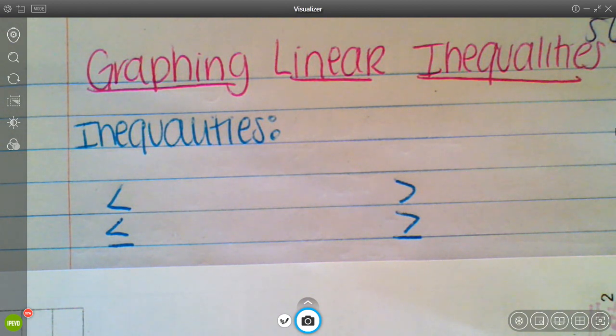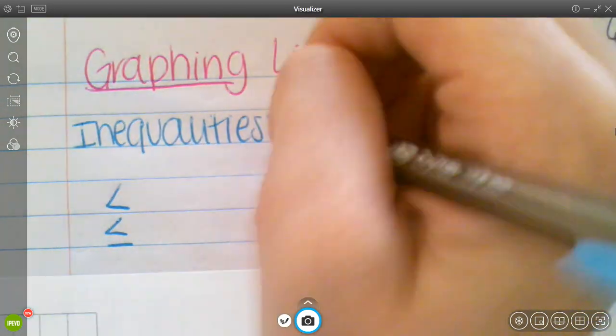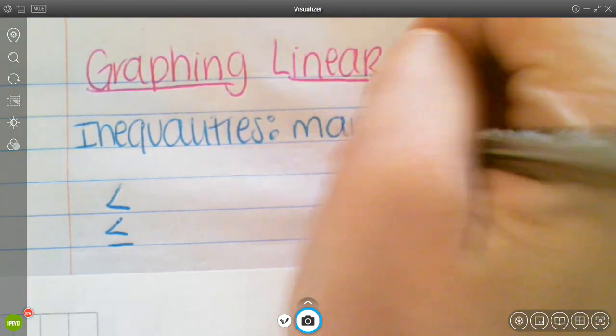So inequalities, when you are solving or graphing, what you should remember is that unlike linear equations, when you're solving for one variable, inequalities have many solutions.